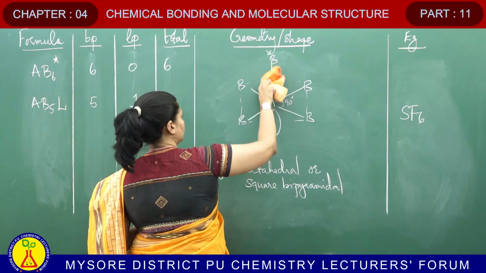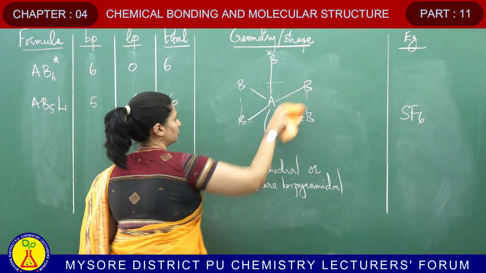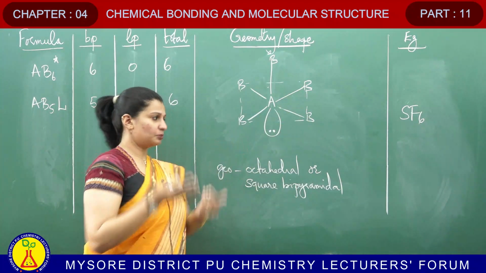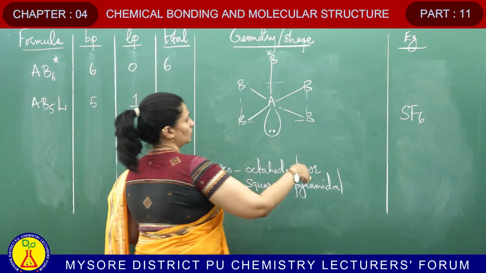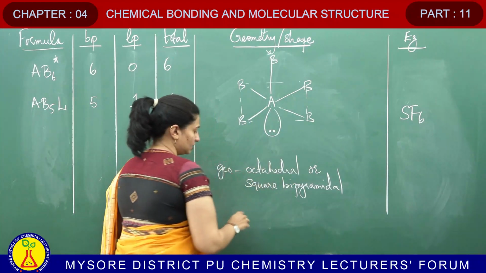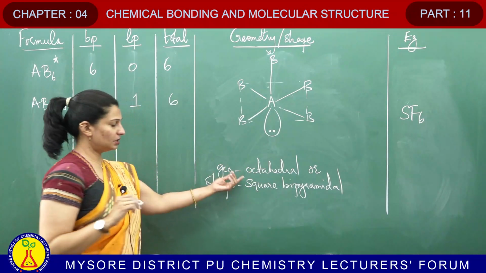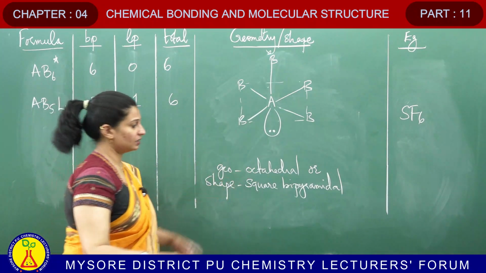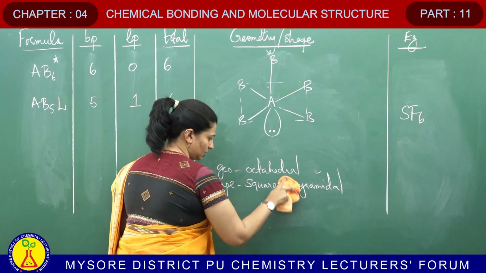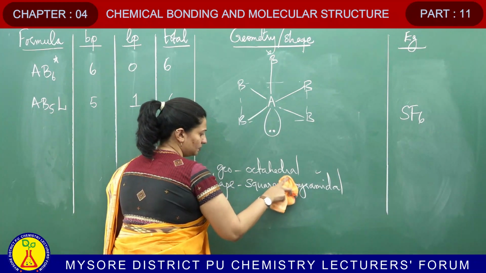Now everything will get distorted, they will all get slightly pushed upwards. So the bond angles I am not going to specify anymore. And what happens to the shape? Remember, the geometry is still octahedral, but the shape now becomes square pyramidal.